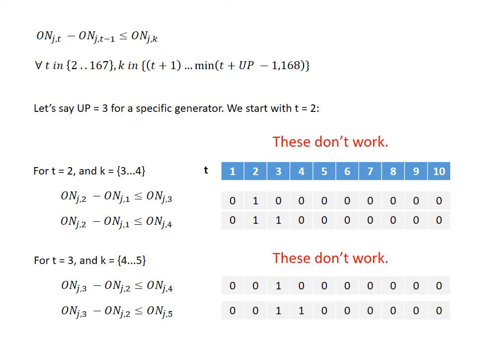And this slide is just me proving to you that the actual math here works. Feel free to go through this. This is basically looking at different combinations of on values and time periods for a specific power plant that has a minimum uptime of 3 hours. You can go through and convince yourself that this works, but I'm not going to go through it here and explain it.